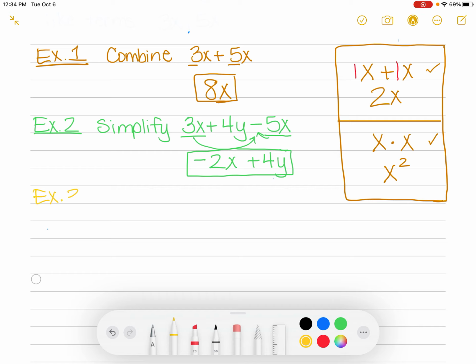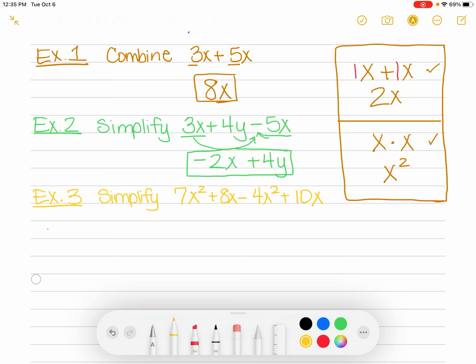Hopefully you're understanding what we're doing here. As we keep doing more and more, I think it will get easier and easier. Okay, simplify. Again, just using that word simplify, same thing as combining like terms. We're going to have 7x squared plus 8x minus 4x squared plus 10x. Okay, now this one gets a little bit more complicated, but it's still super easy to do these problems.